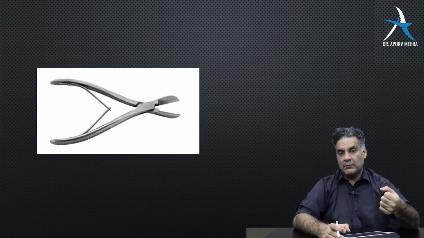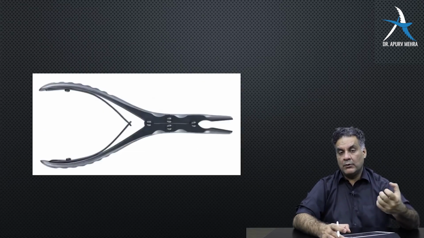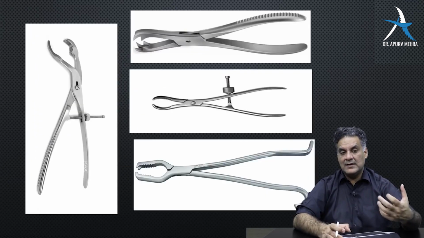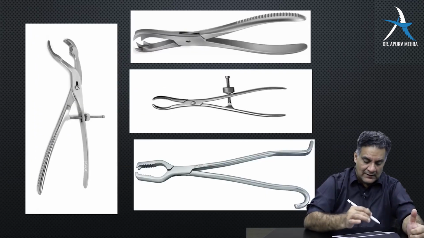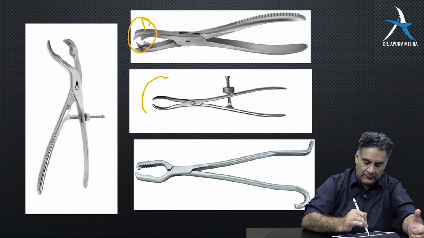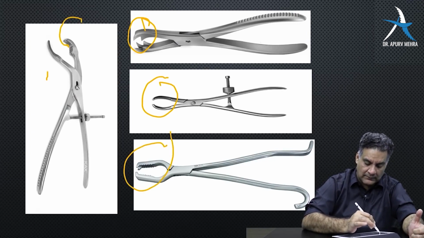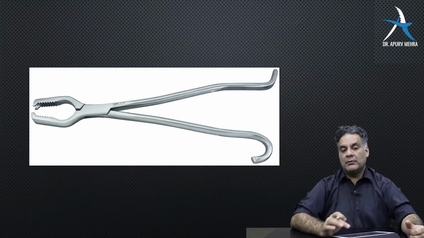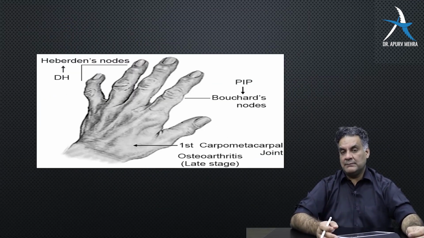And then some instruments you must know: osteotome to cut the bone, then you have the bone cutter, then you have a bone nibbler, a very commonly asked instrument. You have a curette to clean the cavities, or you have the bone holding forceps. Anything which has a tooth will hold the bone. So all these are bone holding forceps. If on one surface you have a tooth and on another you don't, it is a bone plate holding forceps. So these are the important things.